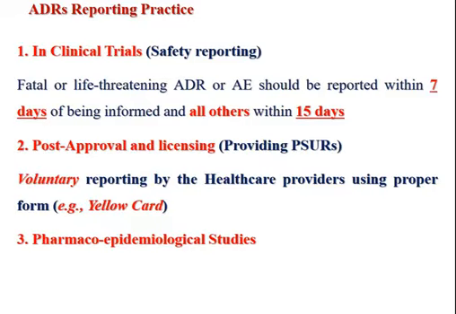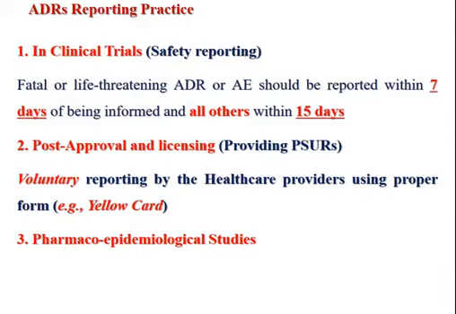Number one, before authorizing the clinical use, safety reporting during the pre-approval clinical trial is the first source of toxicity information regarding the unwanted effects of using therapeutic doses of drugs, where fatal or life-threatening adverse reactions should be reported within 7 days of being informed, and all others within 15 days. This is mostly performed after starting the phase of clinical trial to evaluate the safety and efficacy of the drug in the clinical setting.